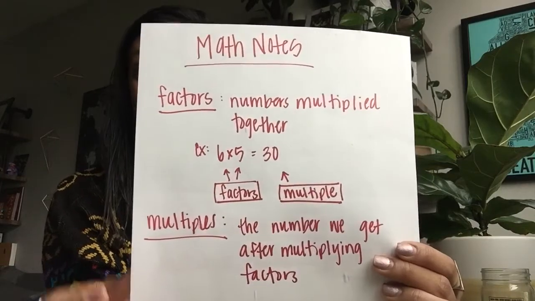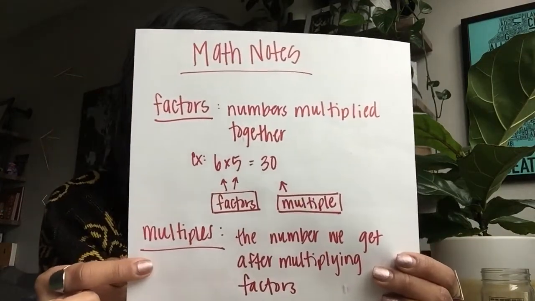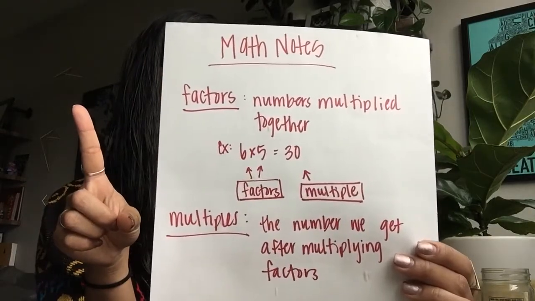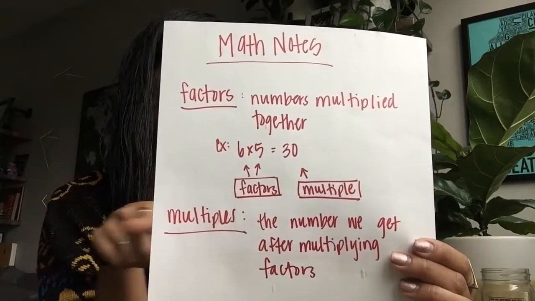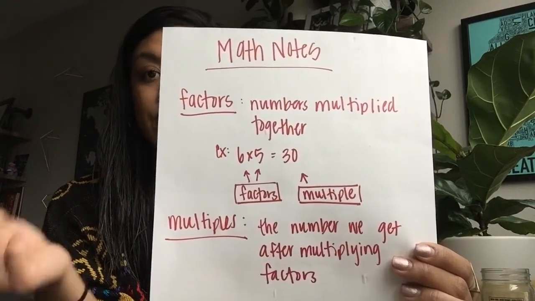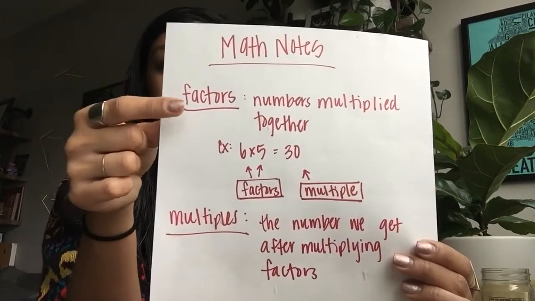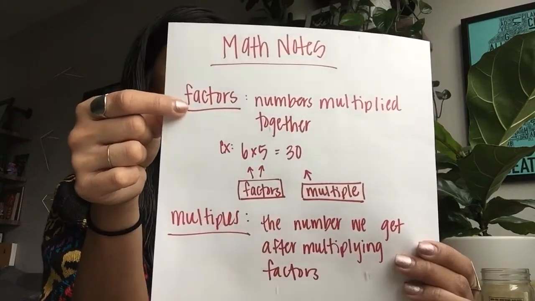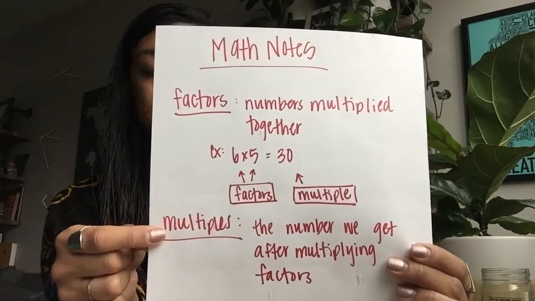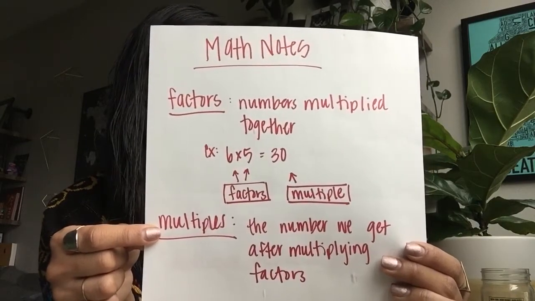So understand the difference between factors and multiples, because question number 1 asks, which list has all the factors of 20? So in that case, you are listing the factors as your answer, and the multiple in that case is going to be the number 20. So hopefully that will help you answer that.